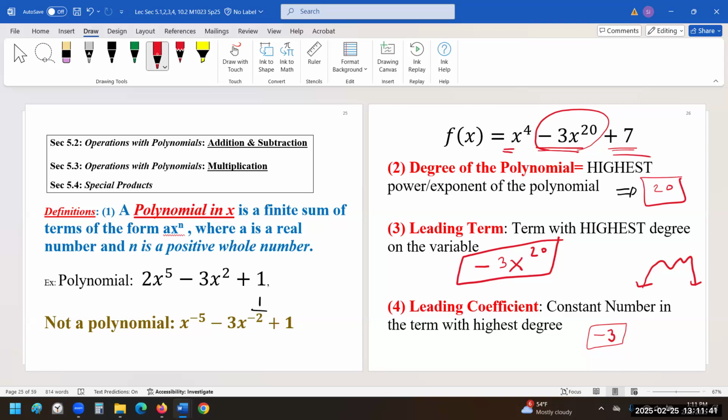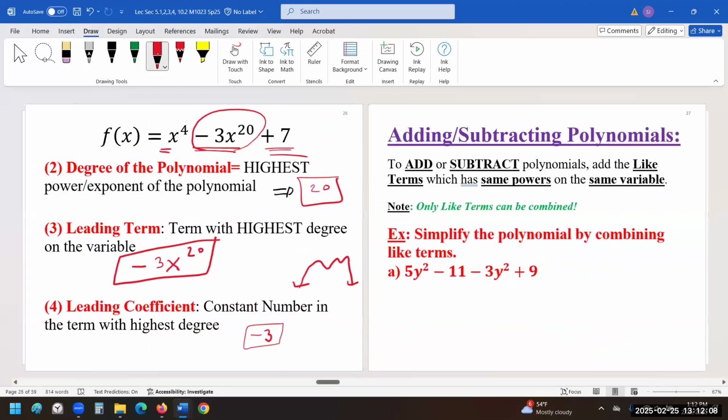Why? Because when x is 0, they vanish. The constant is the y-intercept. And the two sides are going downward. How do I know? Because we have a polynomial that has a negative leading coefficient and even degree power. The details you're going to learn in your pre-health class. So in this class, I'm just introducing you to the concept, and then I'm turning to the addition and subtraction.